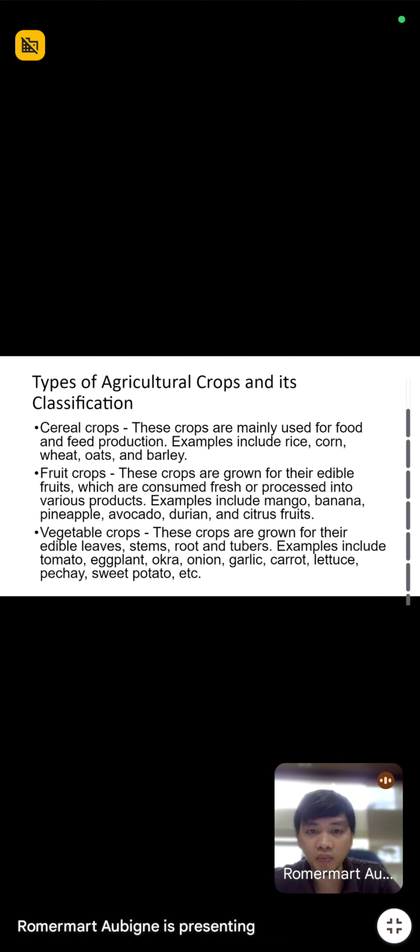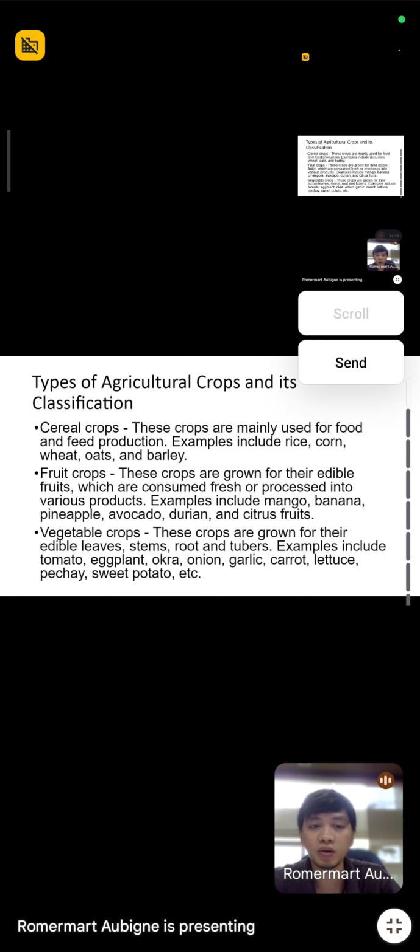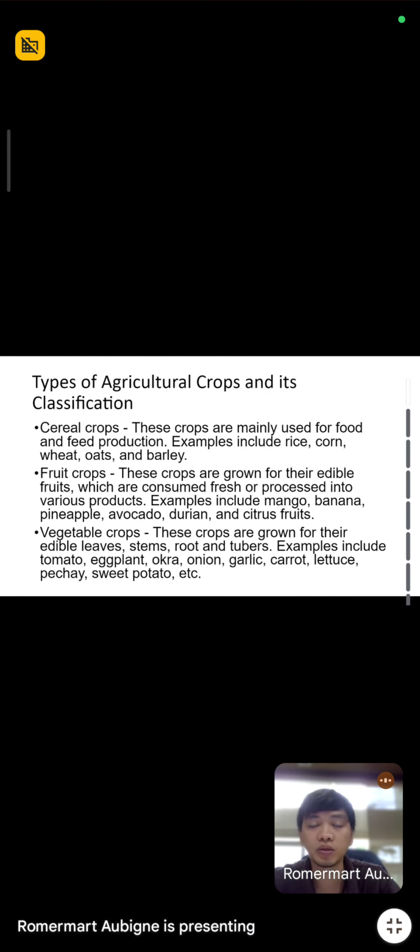Next, the types of agricultural crops and their classification. These are the types of agricultural crops. So we have cereal crops, fruit crops, vegetable crops. So cereal crops, these crops are mainly used for food and feed production. Examples here are rice, corn, wheat, oats, and barley. So fruit crops, these crops are grown for their edible fruits, which are consumed fresh or processed into various products. Examples: we have mango, banana, pineapple, avocado, durian, and citrus fruits.